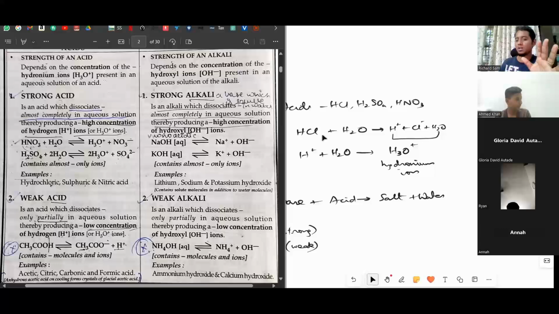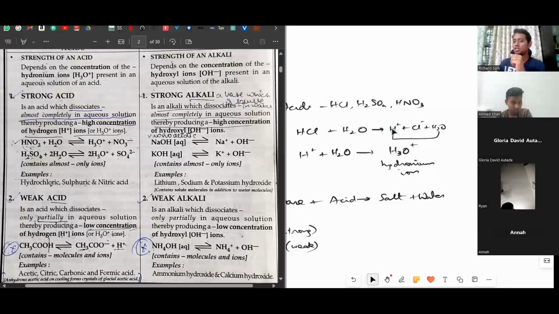If it's almost completely dissociated, that means if almost all the HCl molecules will separate into ions. HCl is a molecule. When HCl separates, it forms what? Ions. H plus ions and chloride ions. So if there is, say, more than 70% of HCl has separated into ions, then it's a strong acid. If less than 70% of the HCl has dissociated, then that's a weak acid. So the strength of an acid depends on what?